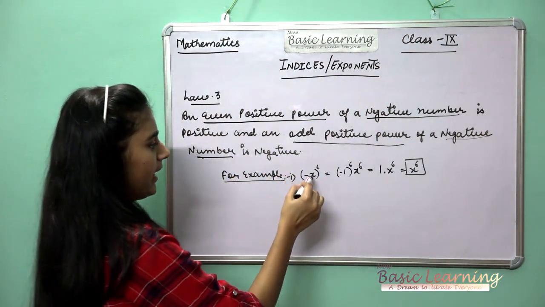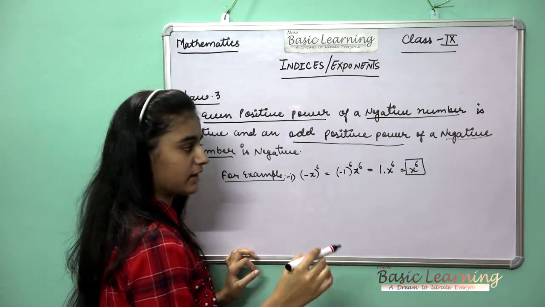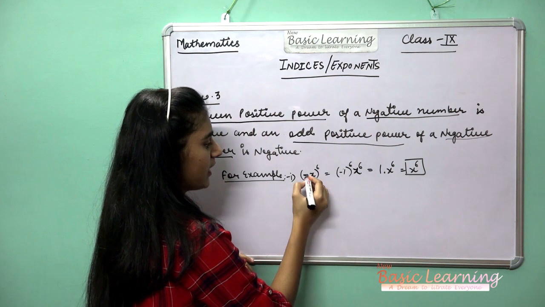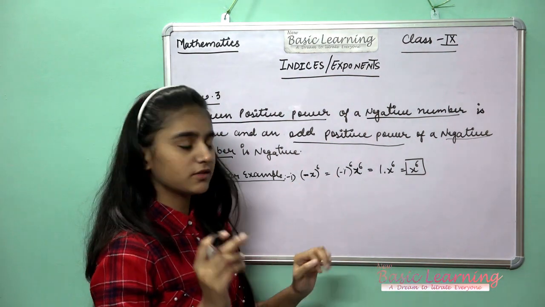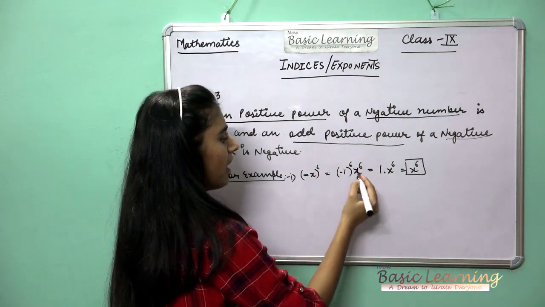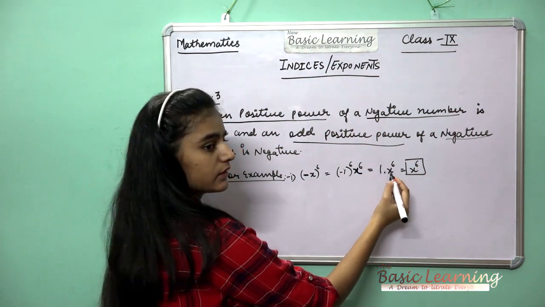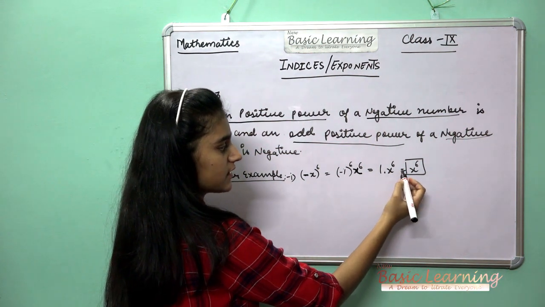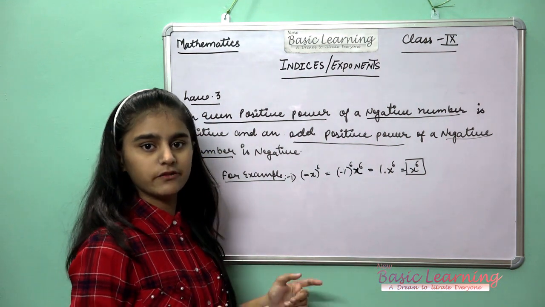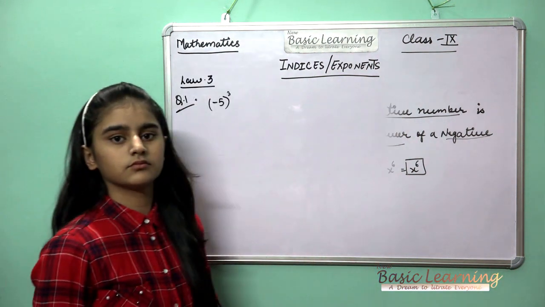For example, minus x to the power 6 is equal to minus 1 written separately, and x to the power 6. Minus 1 will be written as minus 1 to the power 6, and x to the power 6, equal to 1 into x to the power 6, which is x to the power 6 only, because when we multiply 1 into 1 into 1, it will give 1 only. Then let's solve some questions related to law 3.